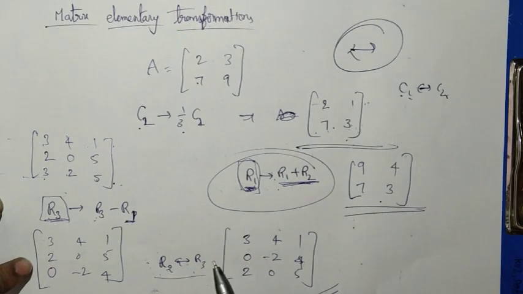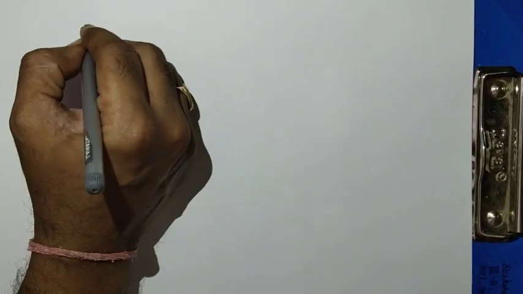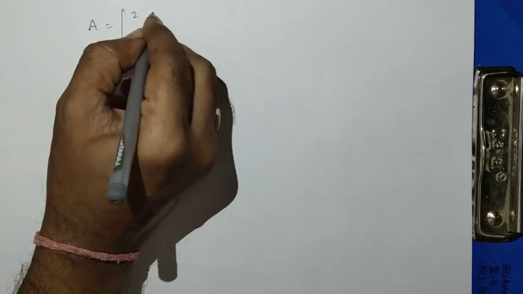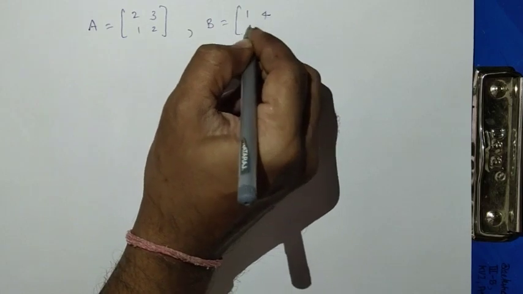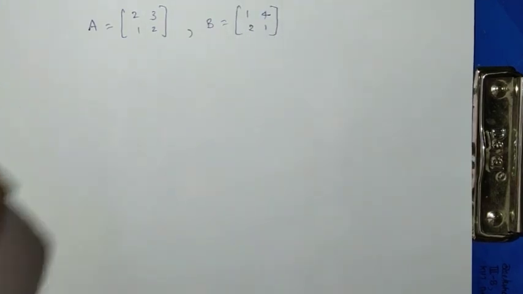This is very easy to understand if you are carefully listening, and it is a very important model. You are going to get a 6-mark question based on this. Once again, I will explain these operations because it is very important. Let us take an example: A is equal to [2 3; 1 2], B is equal to [1 4; 2 1]. I am going to explain where it is used along with the operations' application.